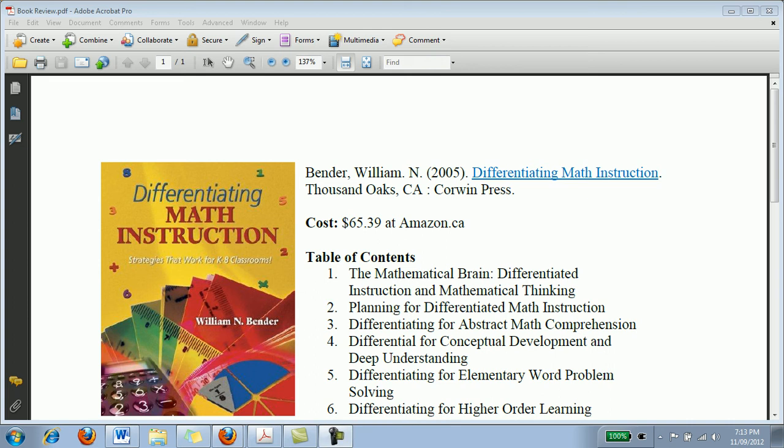Okay, so this is a brief review on the book called Differentiating Math Instruction, written by William Bender. The cost of the book is $65.39 on Amazon.com, and I found this to be quite expensive compared to some of the other ones, as it's a soft cover and only 150 pages long.